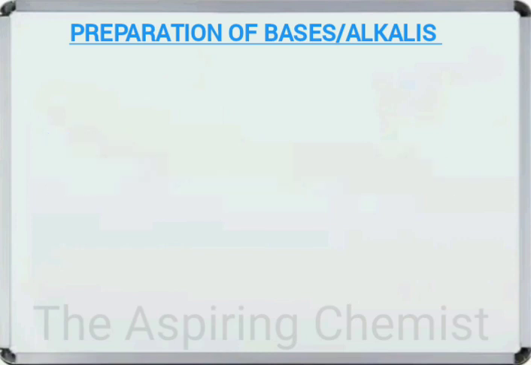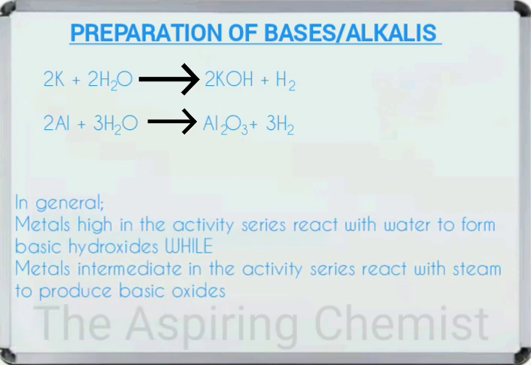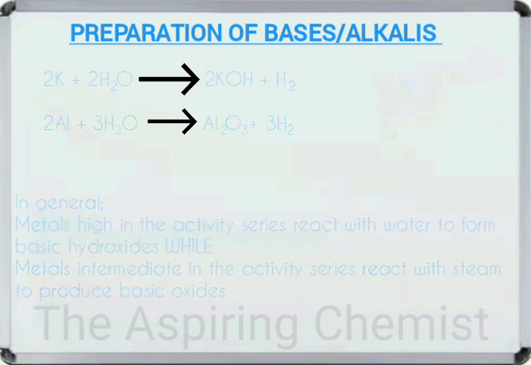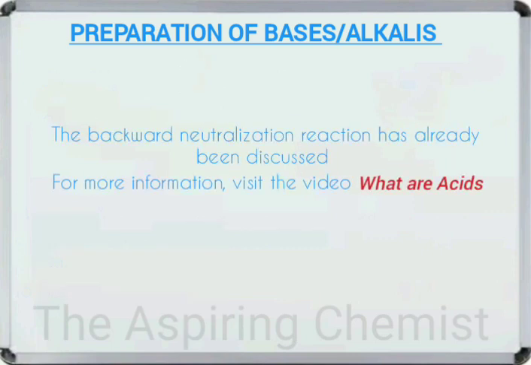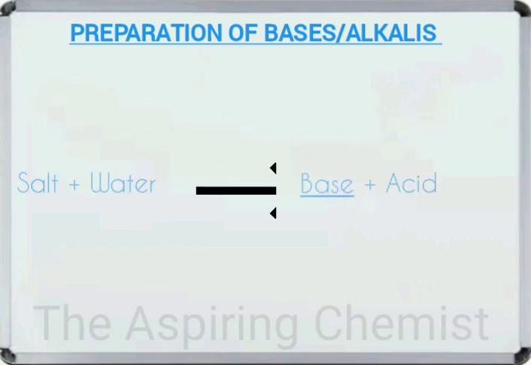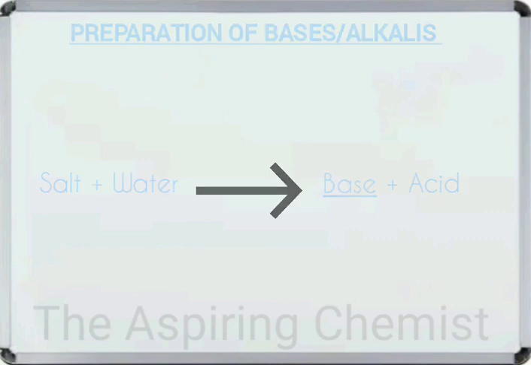The next method I have here is the reaction of metals with water or steam. When a metal like potassium reacts with water, it produces potassium hydroxide, which is basic in nature, and when a metal like aluminum reacts with steam, it produces aluminum oxide, which is also basic in nature. And the last method I have here is the neutralization reaction I talked about earlier, the reaction of an acid and a base to produce salt and water.